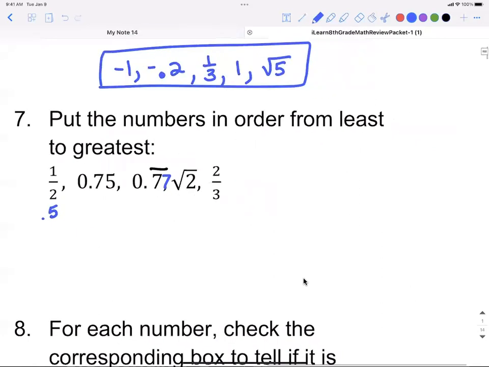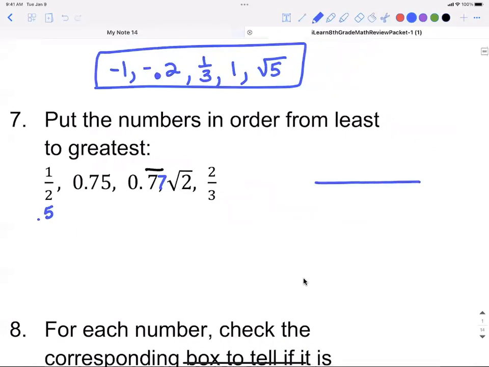The square root of 2. Well, I'm going to do the same thing I did before. I'm going to give myself a number line, and I'm going to put the square root of 1 and the square root of 4. Okay, so if I plot in the middle here, that would give me the square root of 2 and the square root of 3. Those would be the ones that would fit in the middle.